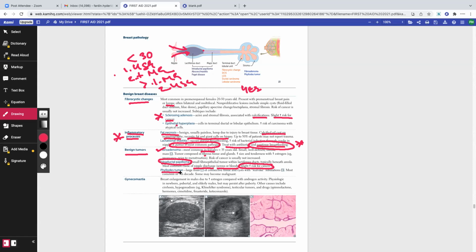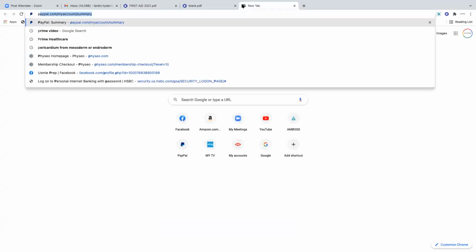Okay, good. Next one is phyllodes tumor. What is phyllodes tumor? Phyllodes tumor is a large mass that can grow in the stroma of the breast. And they're a large mass. They consist of connective tissue. But the thing is, phyllodes tumor, the word phyllodes, okay, look what happens when I write the word phyllodes.